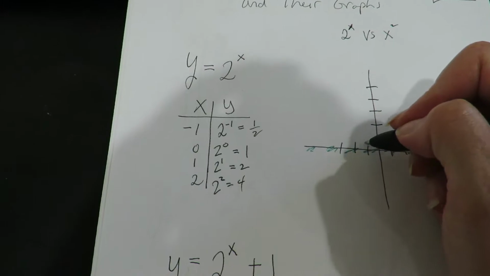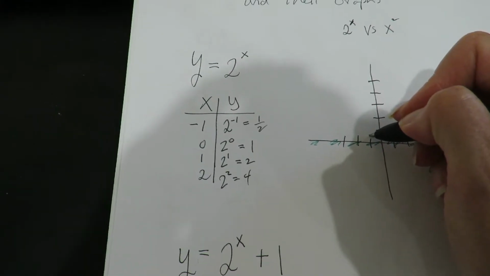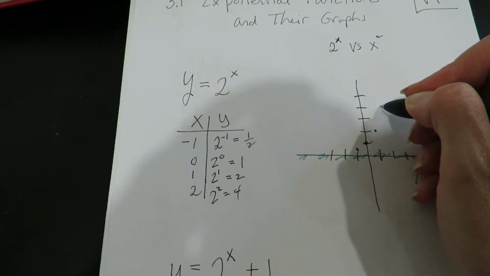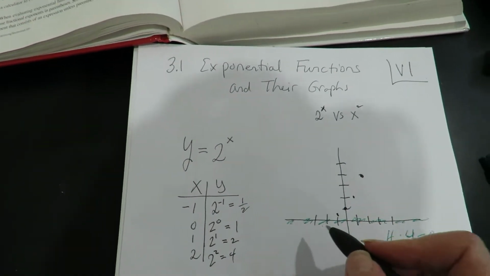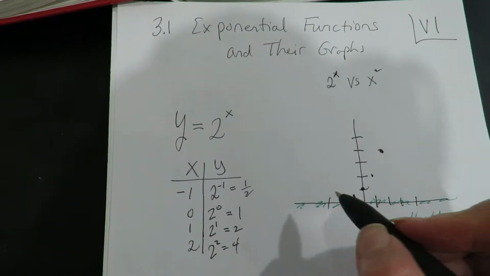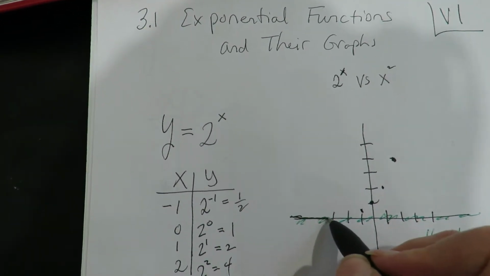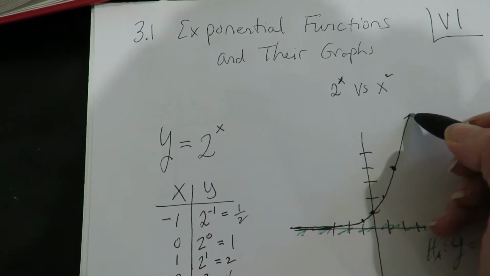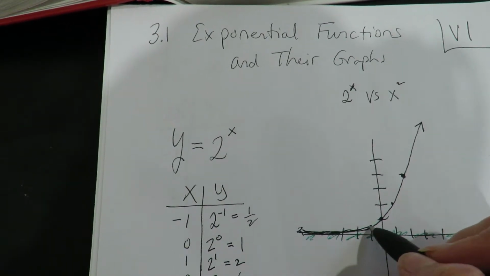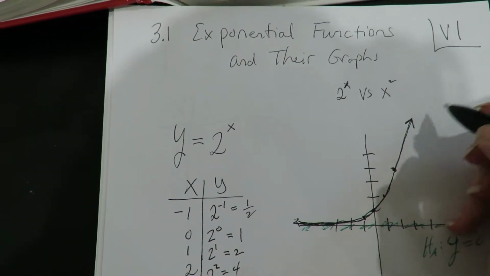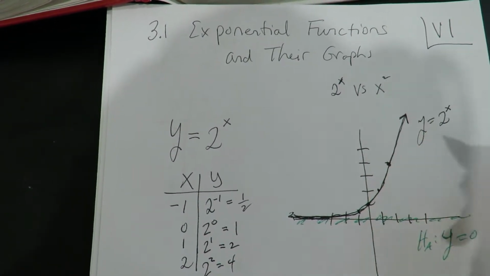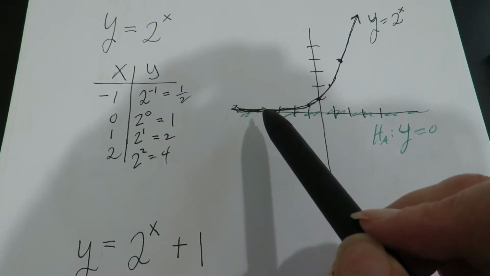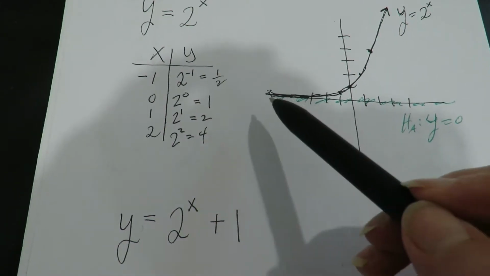Okay, I'm going to plot these points. So negative 1 is a half, 0 is 1, 1 we're at 2, and 2 we're at 4. Now, the horizontal asymptote means that on the left side of this graph, it's going to ride right above the horizontal asymptote, and then it's just lift off. It's off and running. So this is your y equals 2 to the x. It's going to ride the horizontal asymptote on this side. It doesn't go through it. It doesn't cross it. It stays right above it.